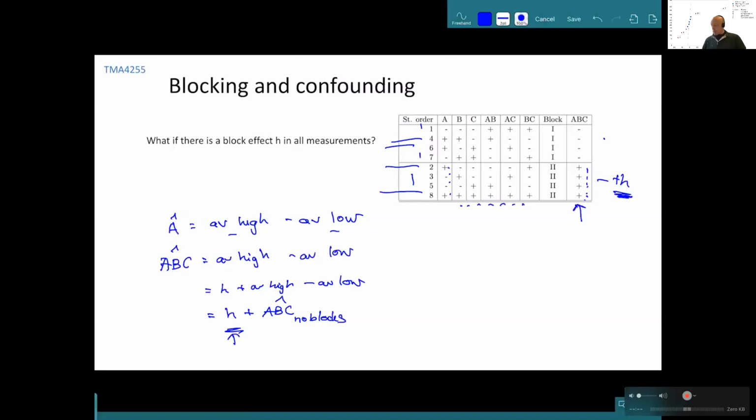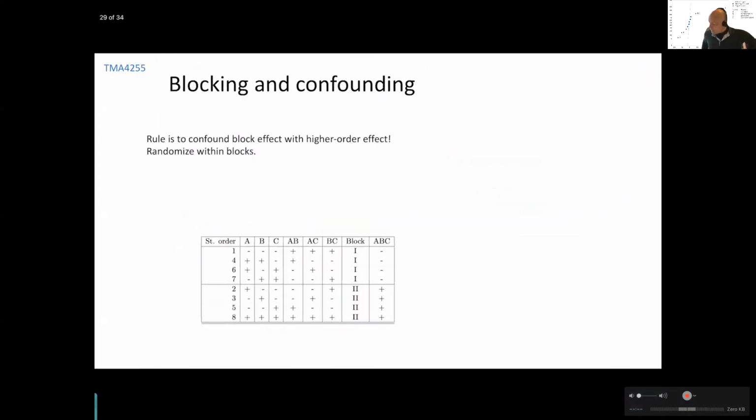And here we were smart because we blocked according to ABC. If we blocked according to A, so that means we took all the plus of A down here in the second block, we would confound A with the blocking effect. We would not be able to discriminate the A effect from the blocking effect. So this is important in blocking. The rule is to confound with blocks such that the higher interactions are confounded, whereas the main effects and the first order interactions in this case are not confounded with the block effects. And again, we randomize within blocks so that we get no order effects.